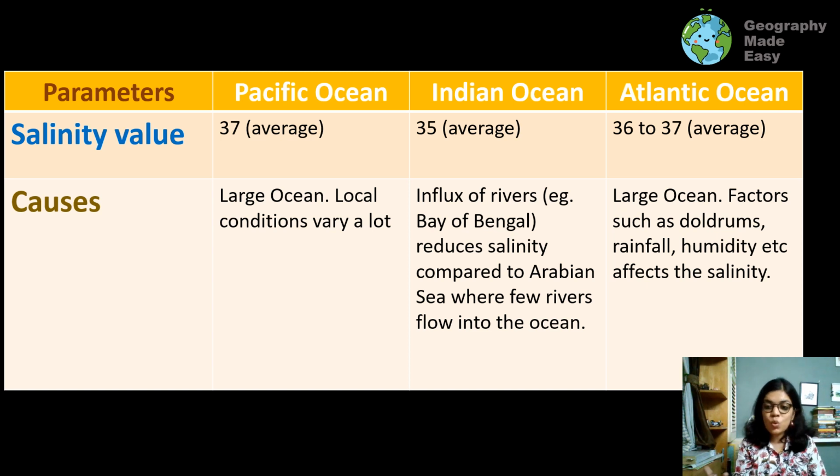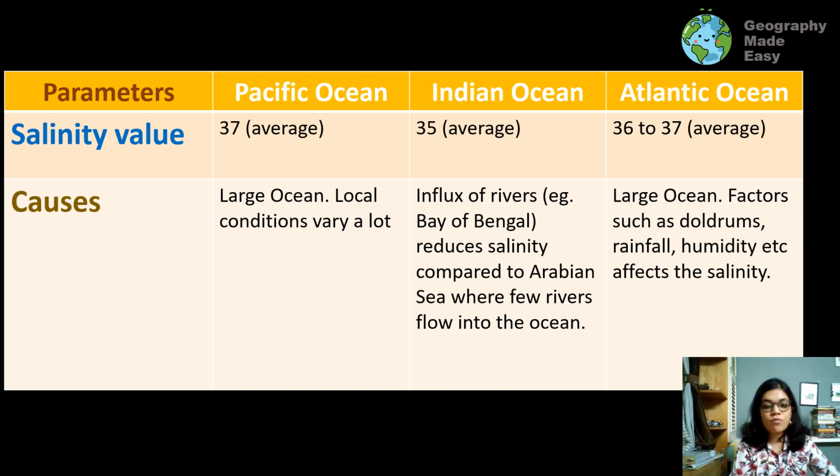Let us look at the three main oceans in the syllabus and the salinity rates present in them. We have the Pacific Ocean, the Indian Ocean, and the Atlantic Ocean. All these three are very large oceans, especially Pacific and Atlantic, and the average salinity hence is in most cases 35 to 37.